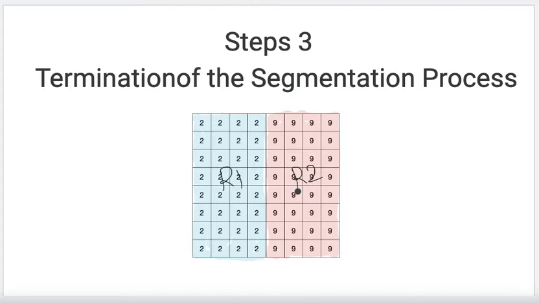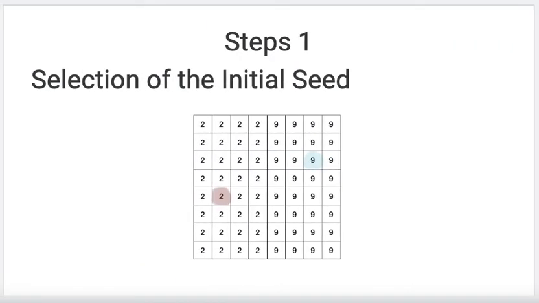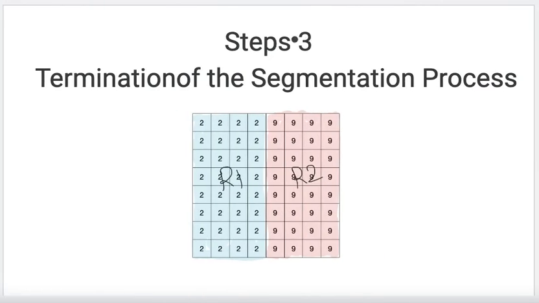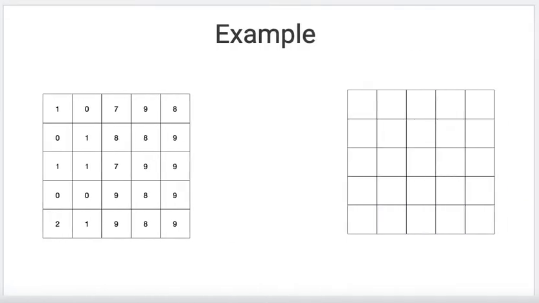This is region growing. So once again let me repeat. I have to pick the seed point and I have to fix the criteria for growing my seed point, and lastly I should have the criteria to terminate my growing. So let us have an example. This example I would like to consider.